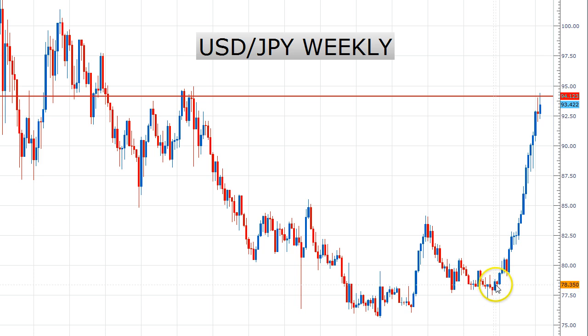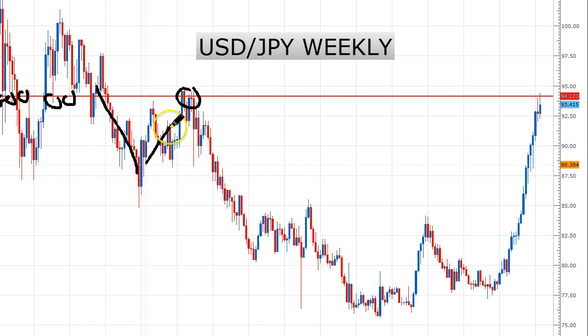Basically, we started breaking out here around 78, and now we're all the way up testing 94. Just an incredible move on the USD/JPY. 94 is a pretty nice level of resistance. You can see we had some tests here and here and here and here and here and then even here. So definitely a level where we might see some rejection.